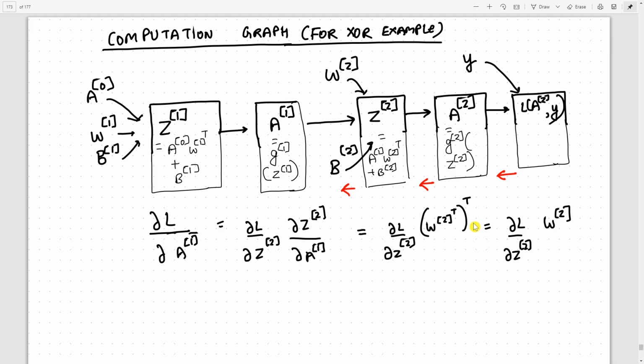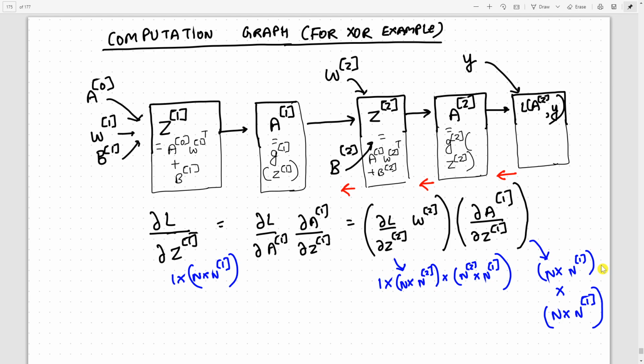So almost done with this, and then let's just verify these shapes also. So del L by del A1, this is 1 cross n1, since L is a scalar and A1 is n cross n1, and del L by del Z2 is n cross n2 and W2 is n2 cross n1.